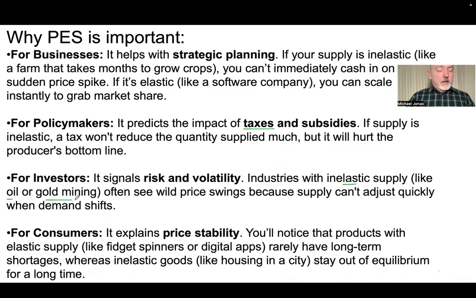And that's the last item here, from a consumer's point of view. Like we said, price stability is going to be tied to an elastic supply. So, as noted here, you'll notice products with elastic supply, fidget spinners, cardboard boxes, digital apps, not appetizers at Chili's, rarely have long-term shortages because there's quantity accommodation, movement along that supply curve. Things like housing with a highly inelastic supply tend to remain out of equilibrium for larger periods of time because quantity is not able to adjust.